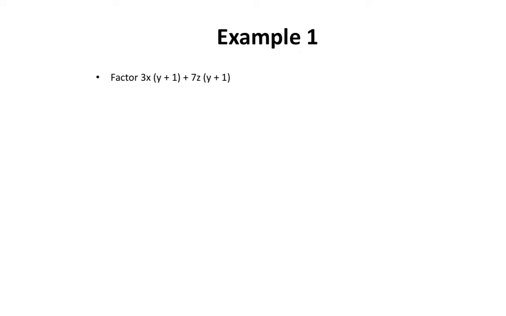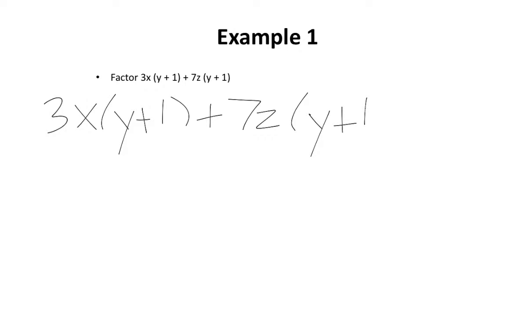In our first example, we want to factor this expression. The first step is to rewrite our question: 3x multiplied by (y plus 1) plus 7z multiplied by (y plus 1). I want you to think of these terms as a single term, and I also want you to think of these terms as a single term. What do these two terms have in common? They have y plus 1 in common, and that is considered a binomial because it is composed of two terms.